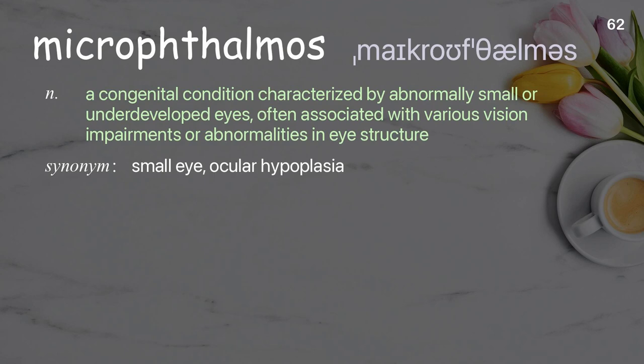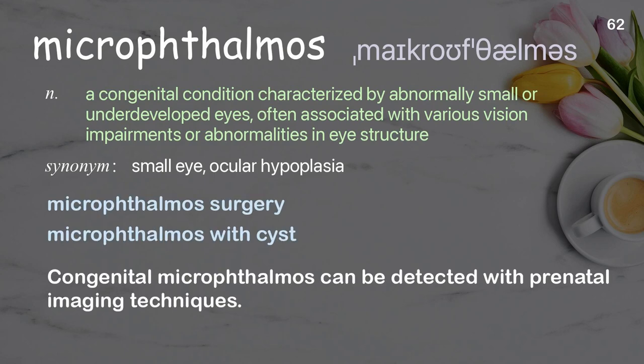Microphthalmos. A congenital condition characterized by abnormally small or underdeveloped eyes, often associated with various vision impairments or abnormalities in eye structure. Examples: microphthalmos surgery, microphthalmos with cyst. Congenital microphthalmos can be detected with prenatal imaging techniques.